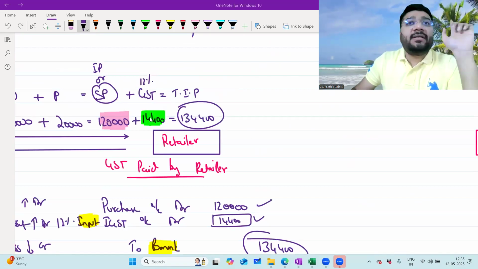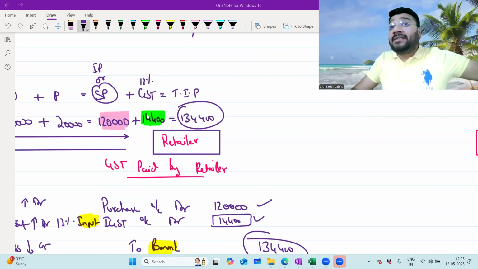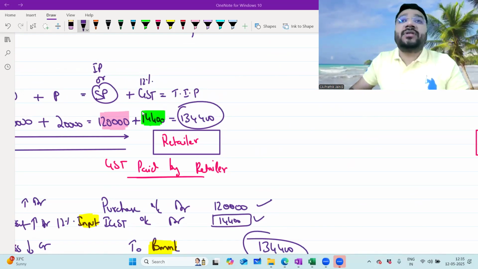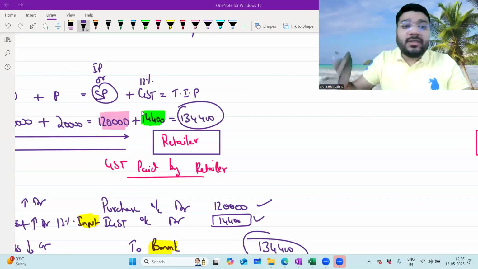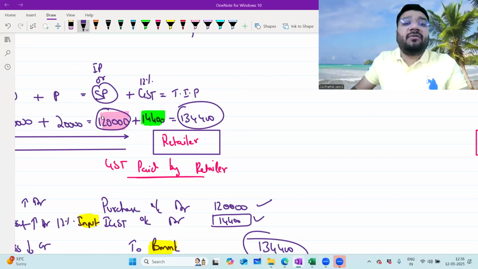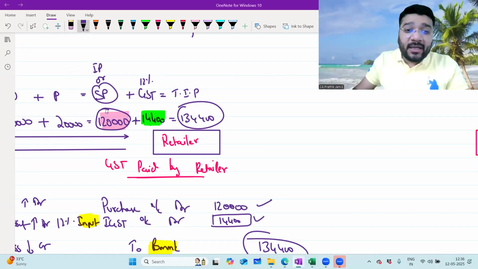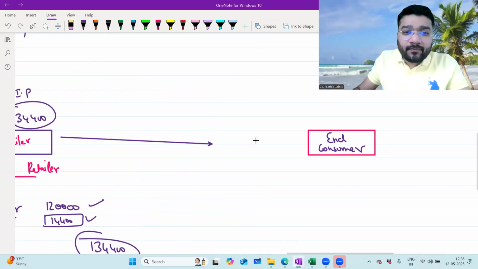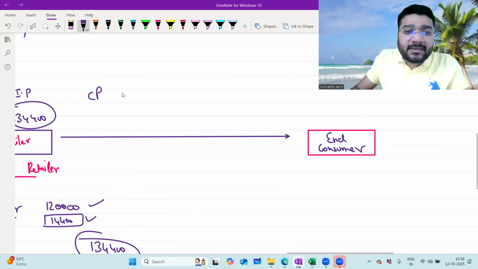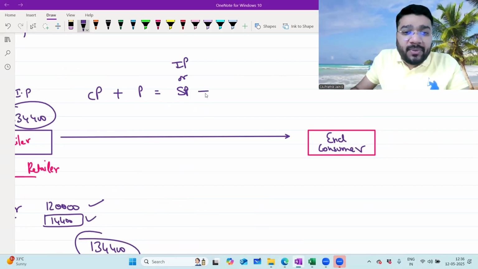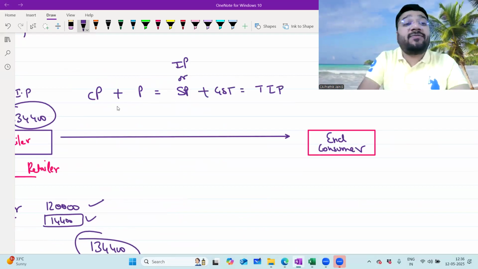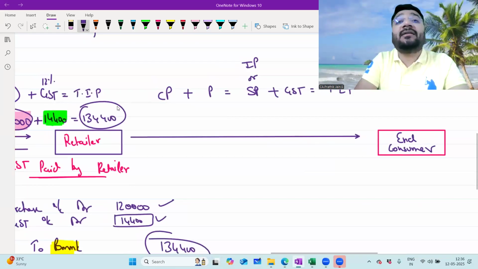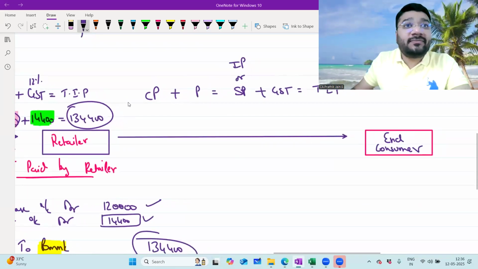Now, this 14,400 is not the cost price, because it is the money that I'm going to receive in future. Anything that I'm going to receive in future is not my expenditure, not my cost. So this will be an asset. So technically speaking, the cost for this retailer is now how much? 120. Same dialogue between these two people. Cost price plus profit is equal to selling price. Selling price, also called invoice price, plus GST is equal to the tax invoice price. Please tell me what is the cost price for the retailer now? 120 or 1,34,400? 120 is the cost price.